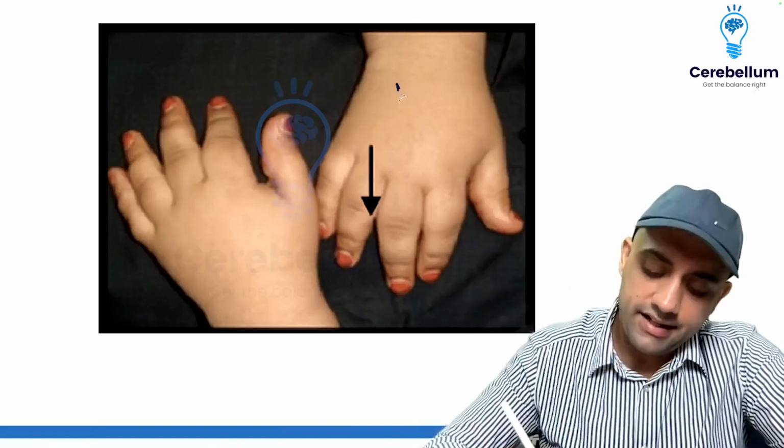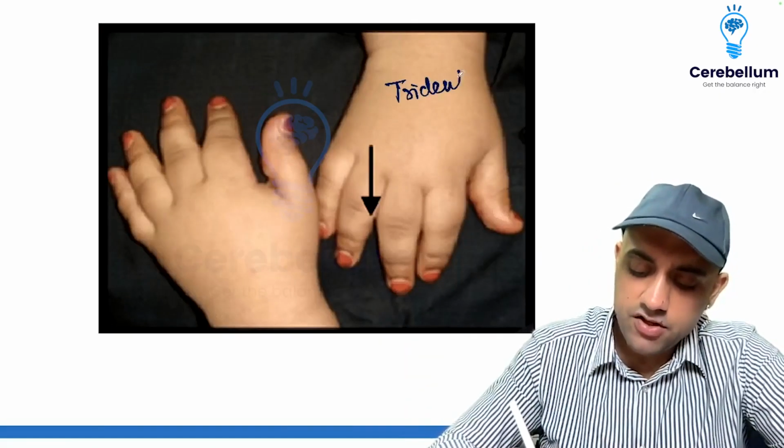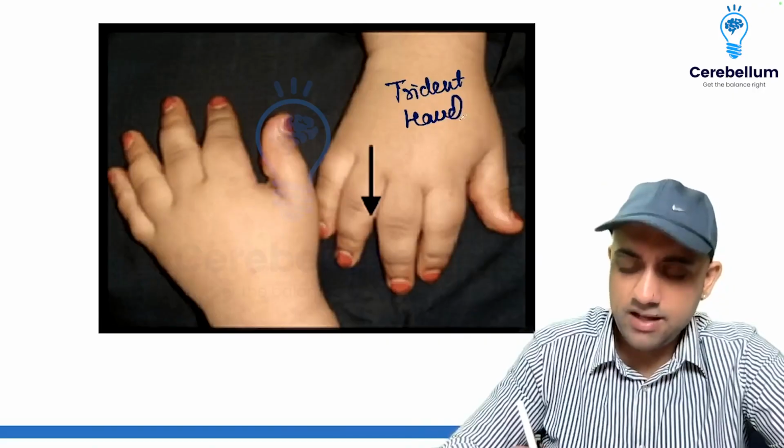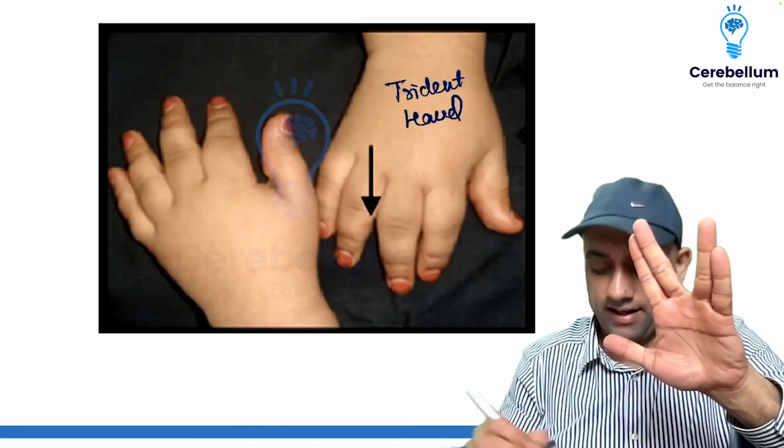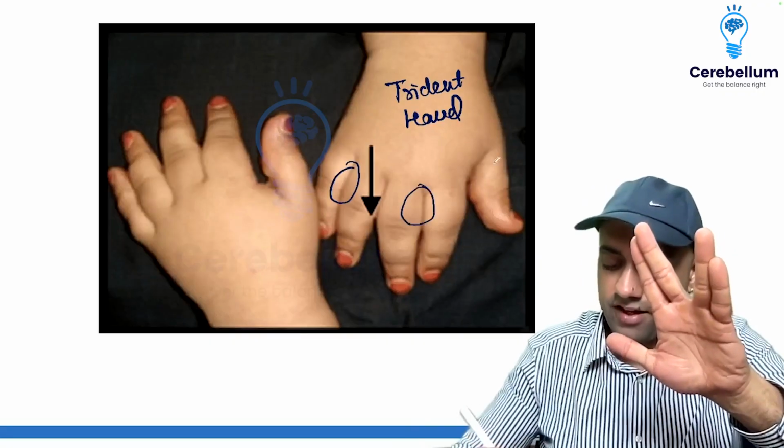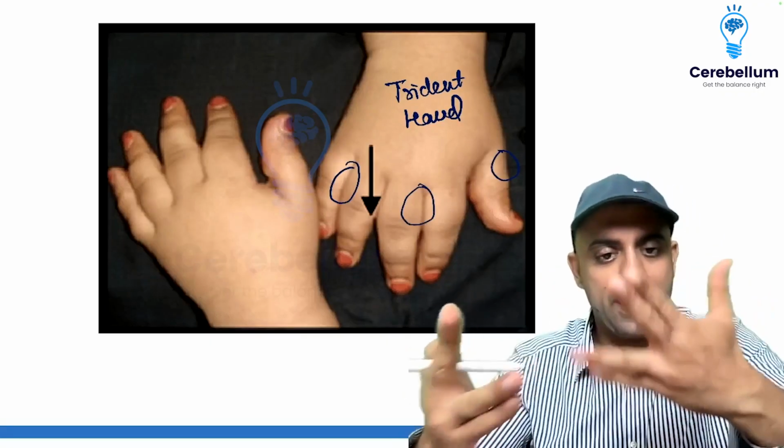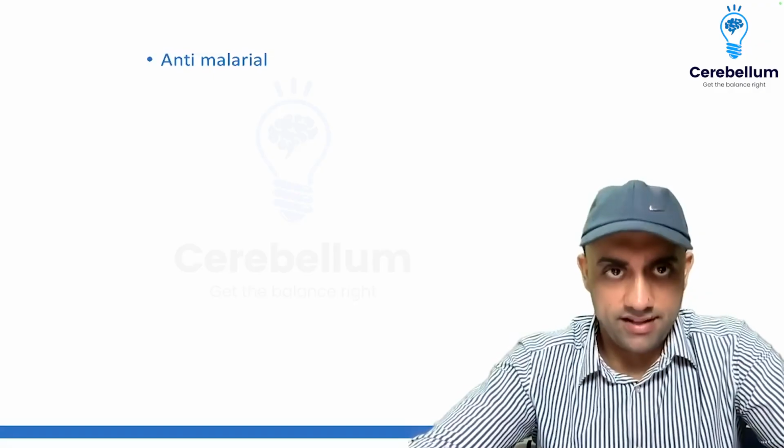Yes, this is a trident hand, which is seen in achondroplasia. So this is trident, like one is different, one is different, one is different. So trident hand, like this, seen in achondroplasia.